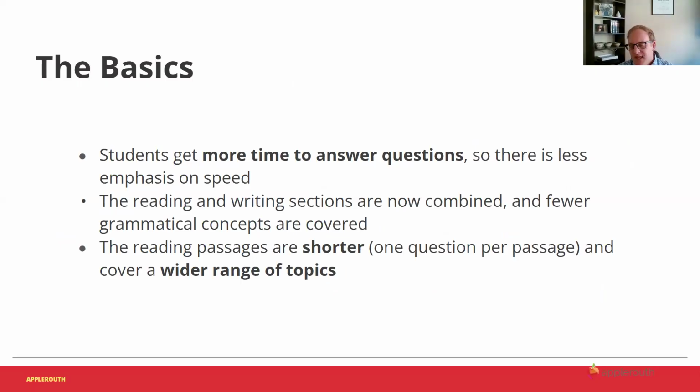So some basics, because the SAT changed a couple of years ago, became digital and became shorter. But despite being a shorter test, we actually have fewer questions, so there's more time per question.